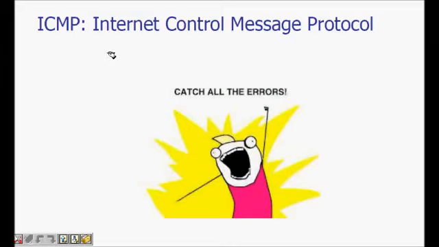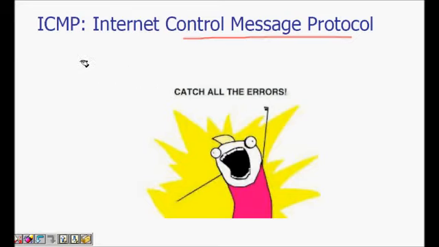Friends, in this lecture we are going to learn about Internet Control Message Protocol. So what is Internet Control Message Protocol? It's for error handling in the network layer. Different types of errors can occur in the internet, and the Internet Control Message Protocol is for reporting those errors and for debugging the network.